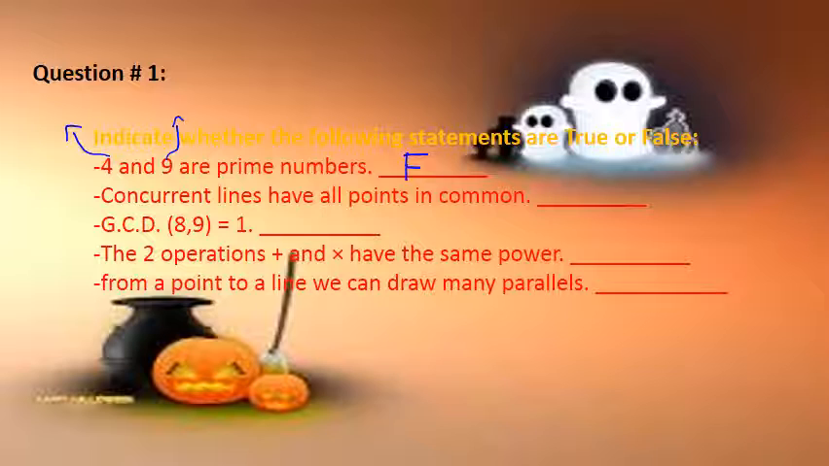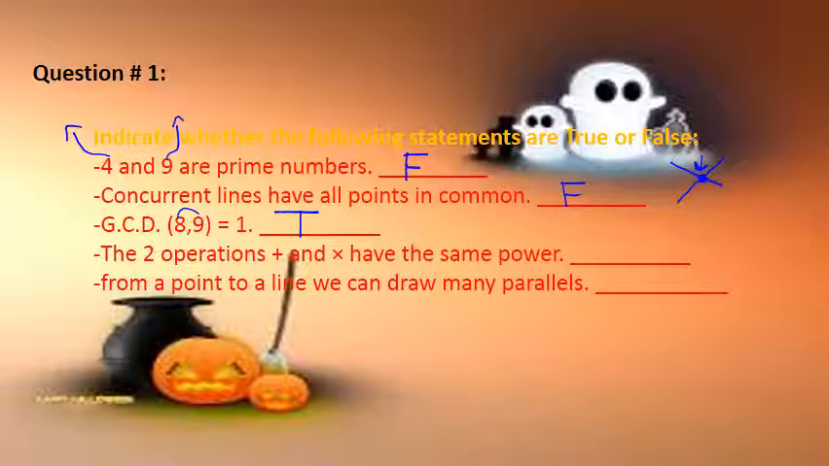Concurrent lines have all points in common. This is also false because concurrent lines have only one point in common. So this is false. The GCD of 8 and 9 is equal to 1. We can see that 8 and 9 are successive numbers, and we all know that for any two successive numbers, their GCD is always 1, so this is true.